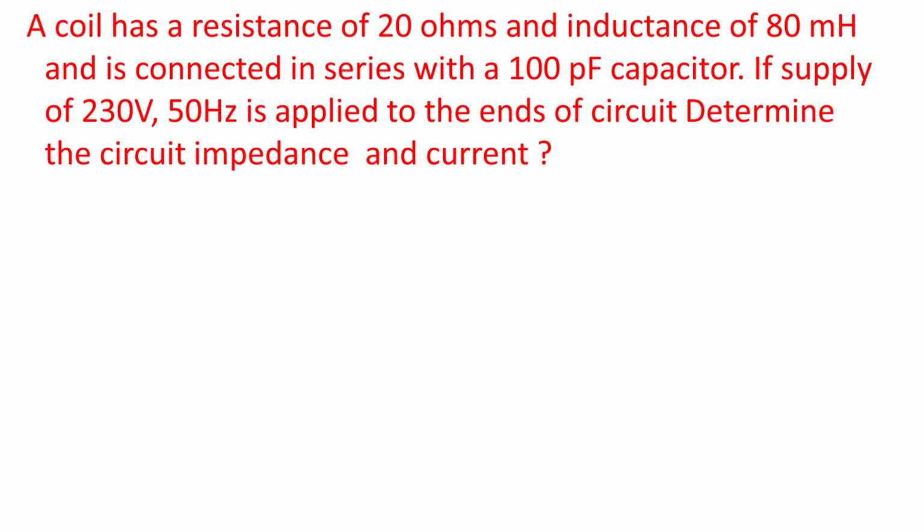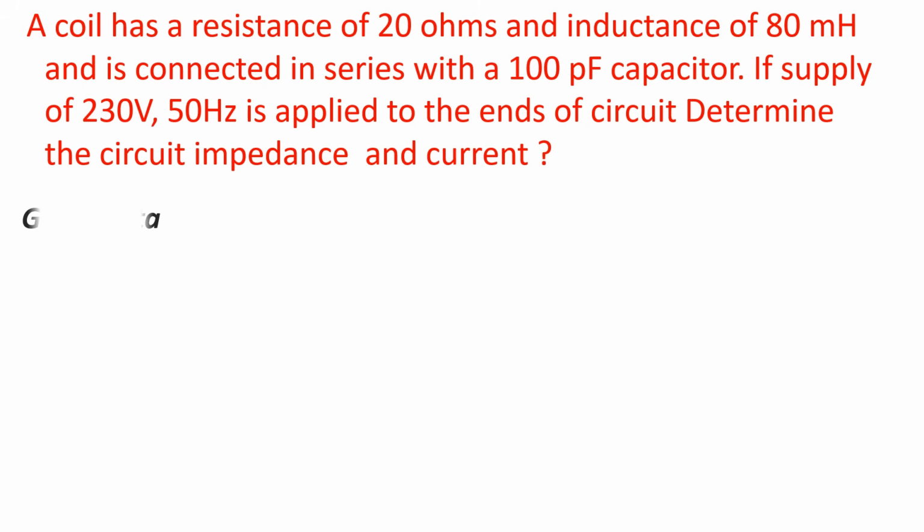In this video we will discuss basic electrical engineering important questions and answers, part 3 of AC circuits. A coil has a resistance of 20 ohms and inductance of 80 millihenries and is connected in series with a 100 picofarad capacitor. If a supply voltage of 230 volts, 50 Hz is applied to the ends of the circuit, determine the circuit impedance and current.